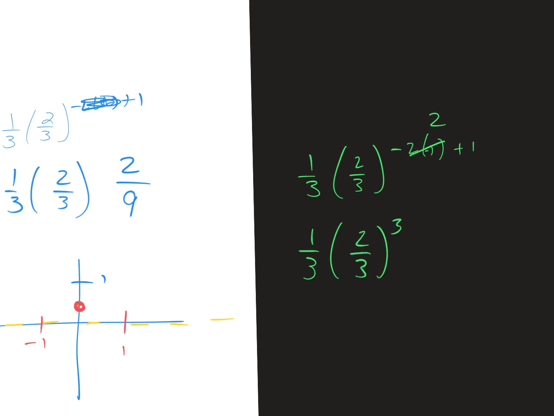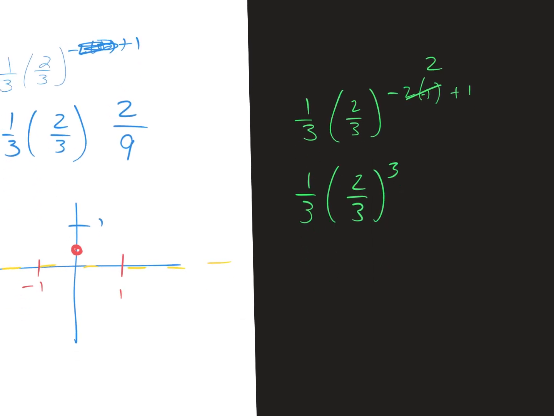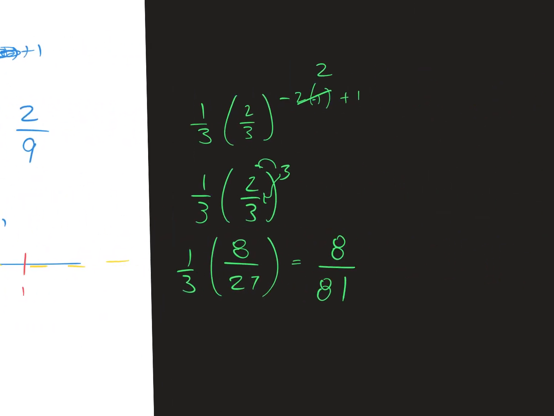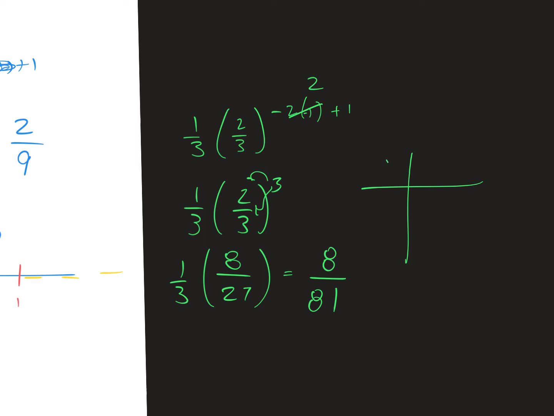What happens here at that 3? What does that 3 do? I'm going to distribute it to the top and bottom, right? So this is 1/3 times, what's 2 cubed? 8, good. And then what's 3 cubed? 27, perfect. So I multiply across, I get 8 over what? 8 over 81. Okay, so you guys are like, what? 8 over 81, I don't know where that is.